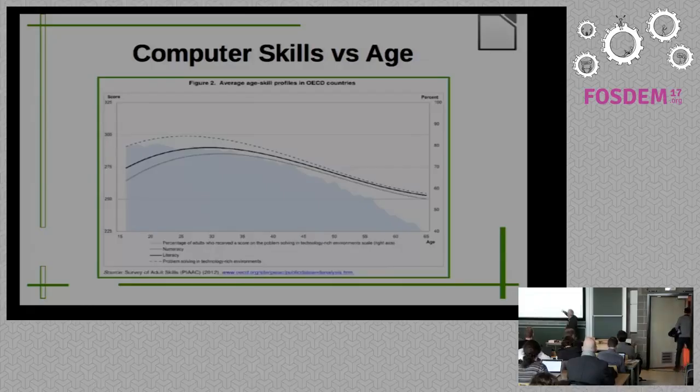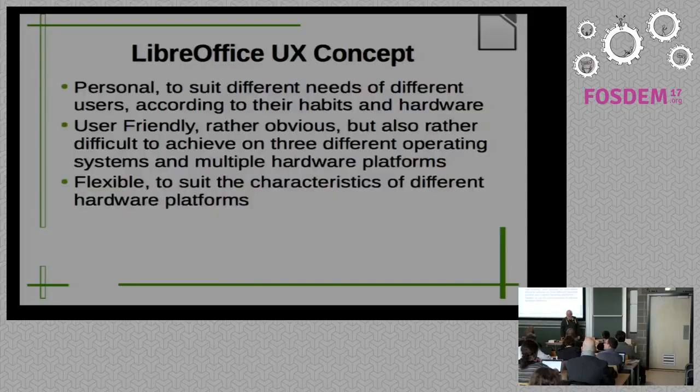And these are skills versus age. And of course you can see that skills go down, but they are not down to nothing. So it was very important to have a user interface that was flexible enough to answer to everything, to all the needs.